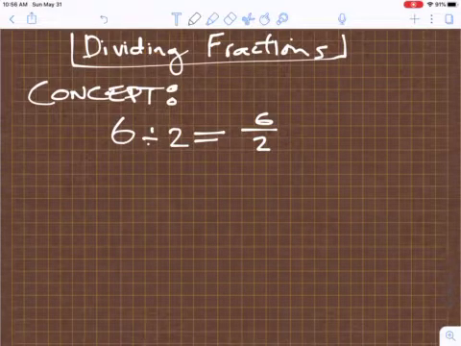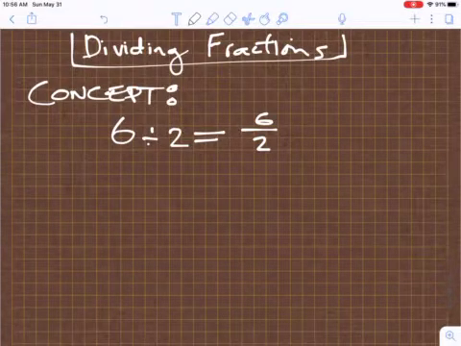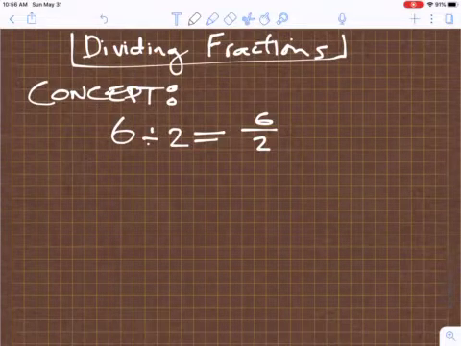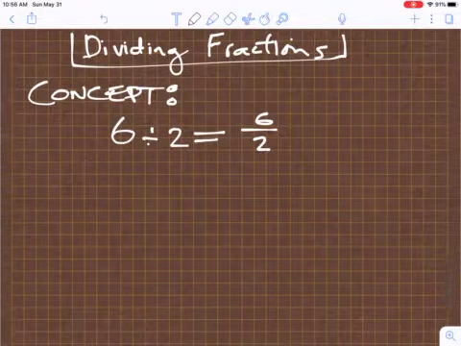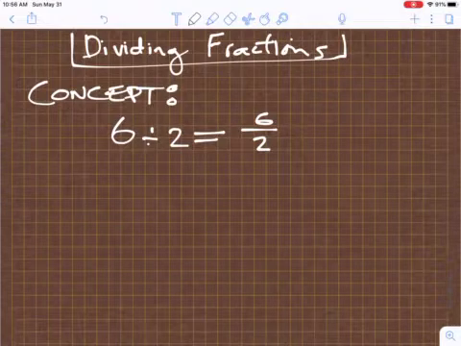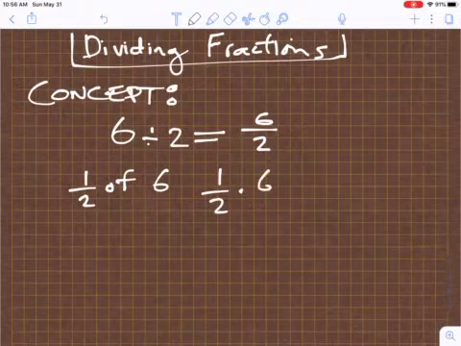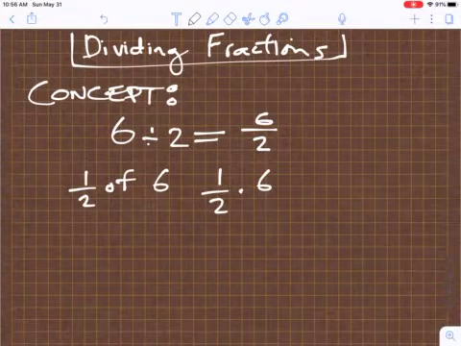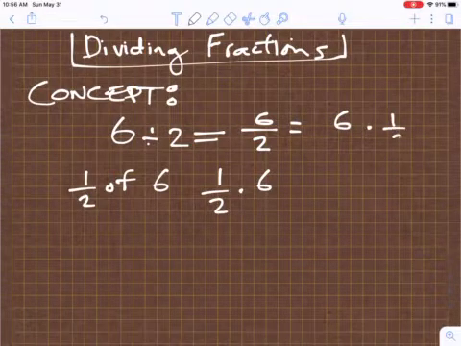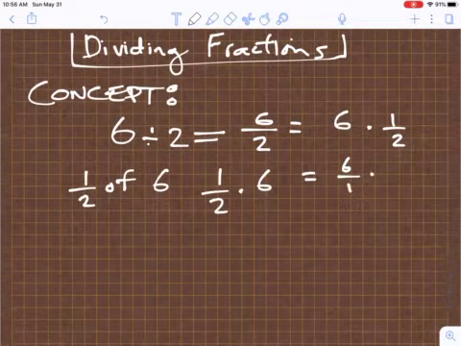If you've got 6 people and you're saying, okay, half of you are going to go in this car and half of you are going to go in this other car, you would do a division problem in your head. But what you're taking is 1/2 of 6. And when you say 1/2 of 6, you're actually doing 1/2 times 6. So you can rewrite 6 over 2 as 6 times 1/2. And then if you wanted to get tricky, you could say it's 6 over 1 times 1/2.